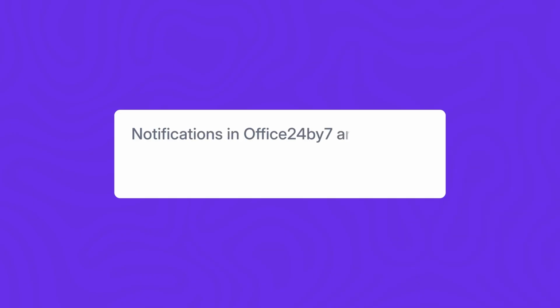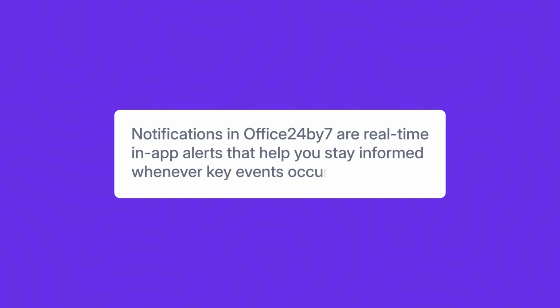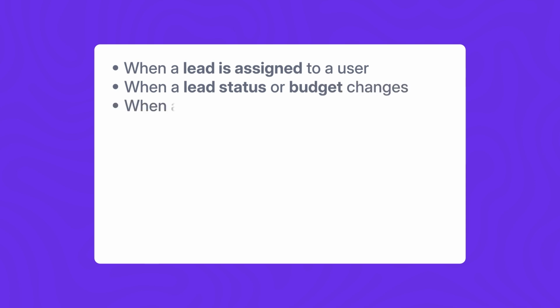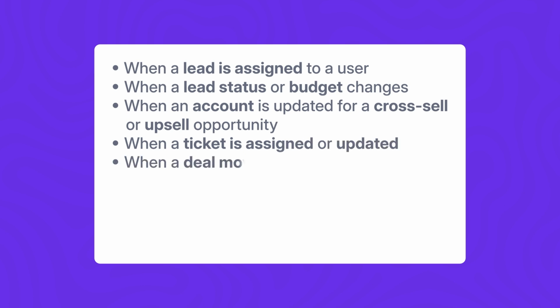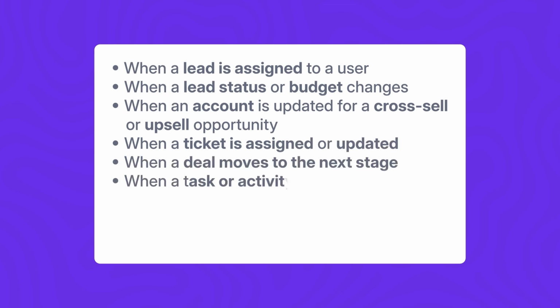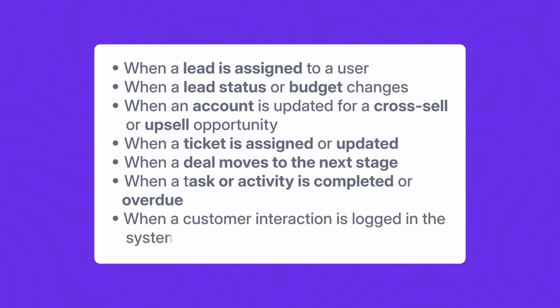Notifications in Office 24 by 7 are real-time in-app alerts that help you stay informed whenever key events occur in the CRM. For example, when a lead is assigned to a user, when a lead status or budget changes, when an account is updated for a cross-sell or upsell opportunity, when a ticket is assigned or updated, when a deal moves to the next stage, when a task or activity is completed or overdue, or when a customer interaction is logged in the system. These notifications ensure every team member stays informed and acts promptly without missing any critical updates.